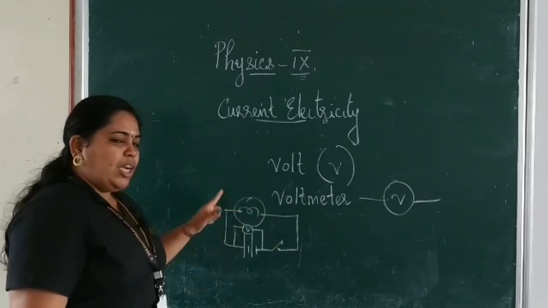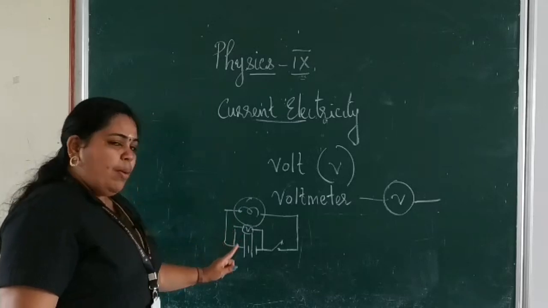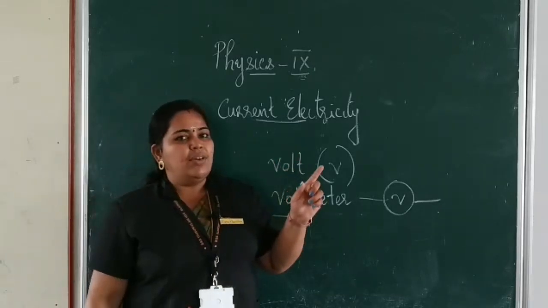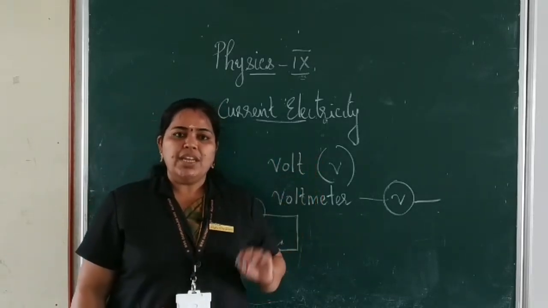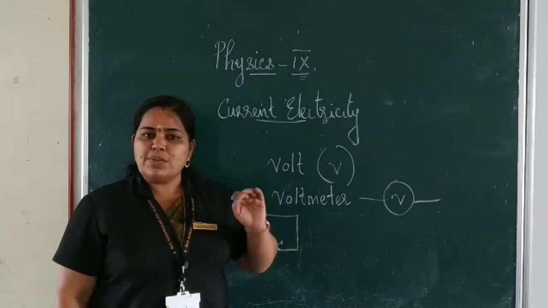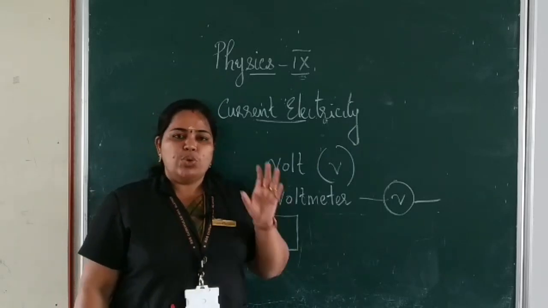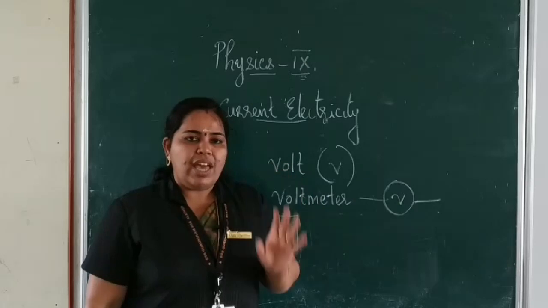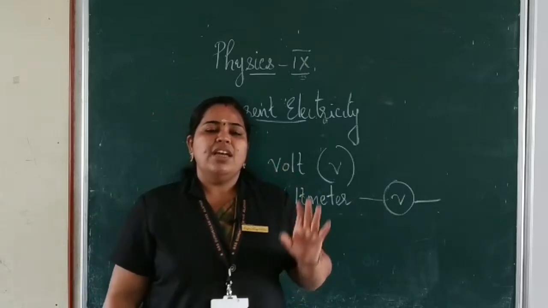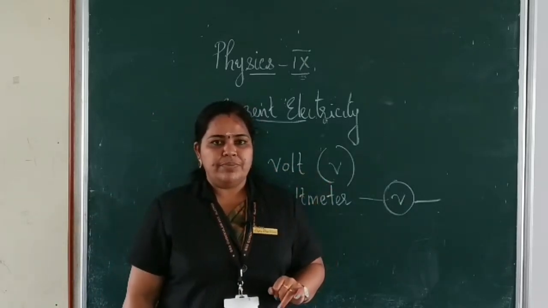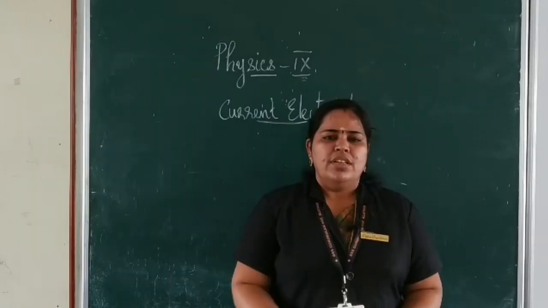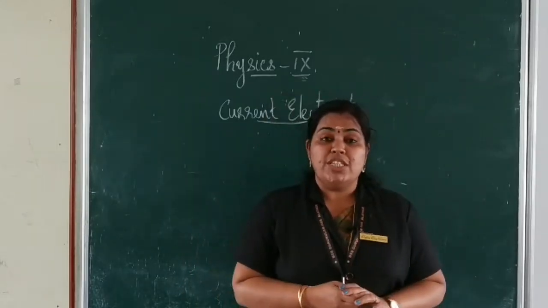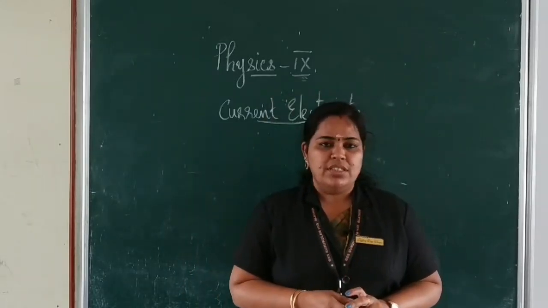The positive terminal of the voltmeter should be connected to the positive terminal and the negative of the voltmeter should be connected to the negative terminal. This is known as parallel connection. So to measure the potential difference, we have to connect the voltmeter parallel to a circuit. Is it clear? Now, when will the potential difference be 1 volt?